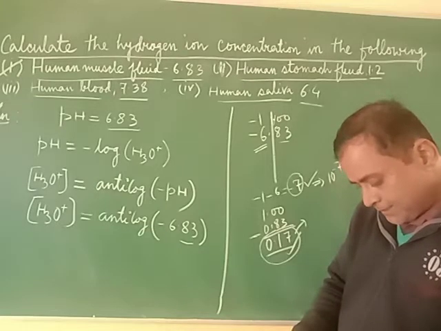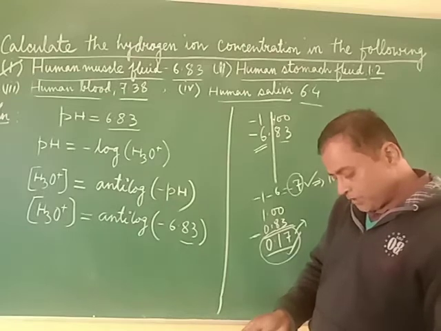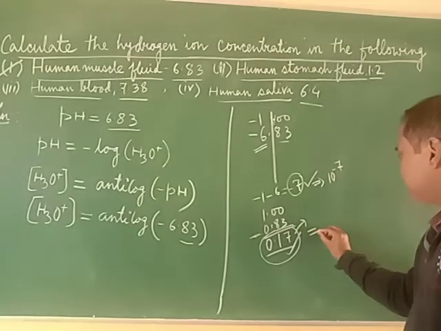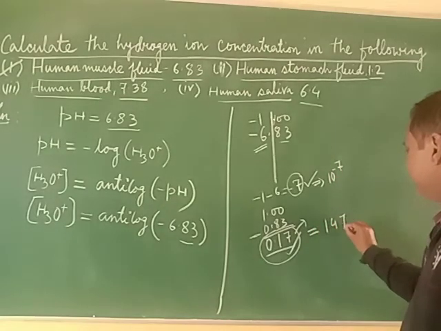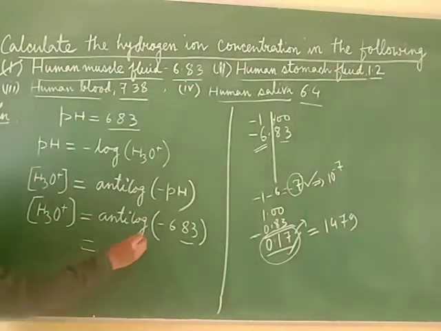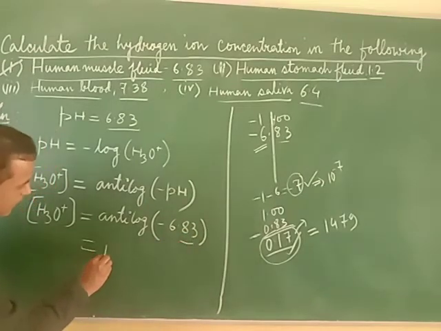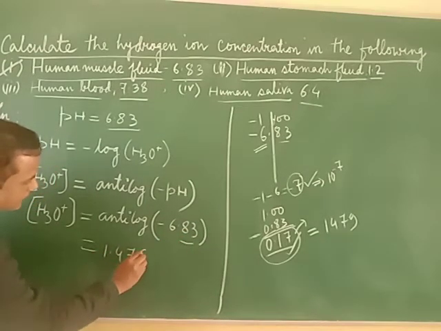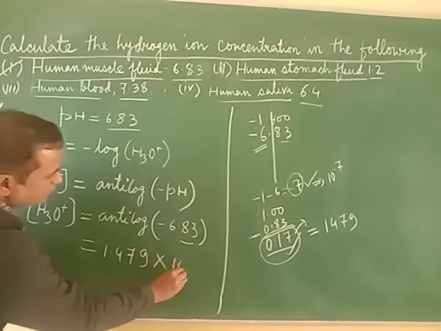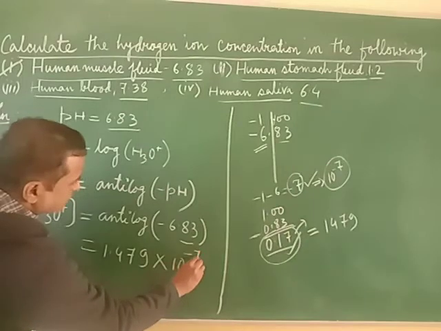That is, anti-log of 0.17 is 1.479. So what will be the answer then? The answer is anti-log of minus 6.83, which is 1.479 into 10 to the power, what we have got here, we will write it here, minus 7.